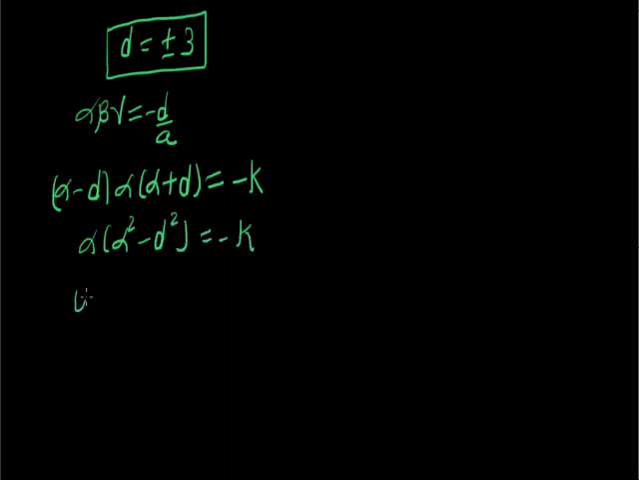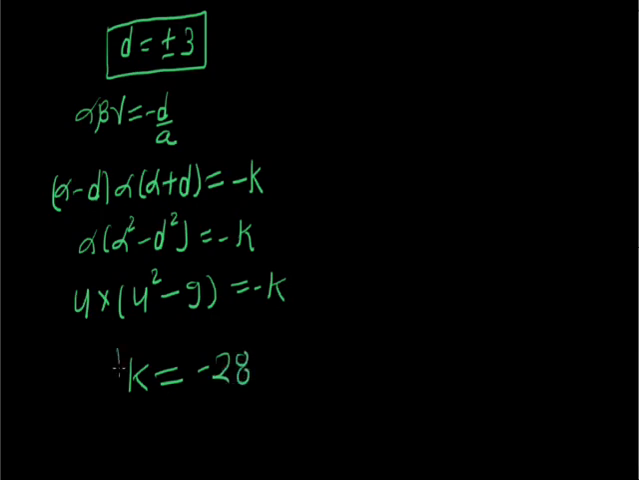The value of alpha is 4 and d square is 9, so 4 into (16 minus 9) is equal to minus k. If you simplify this equation, you will get the value of k as minus 28. So that is our final answer. We had to find the value of k in this equation. In this way, we have used the relation between the zeros and coefficients of a cubic polynomial. Okay, that's for today. Thank you.